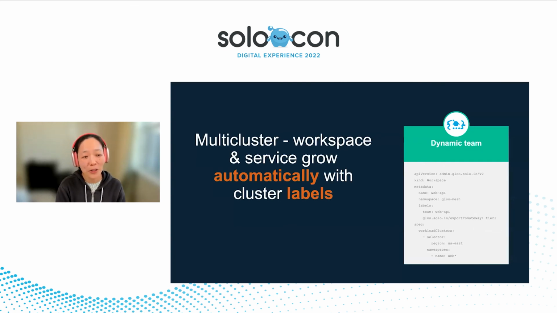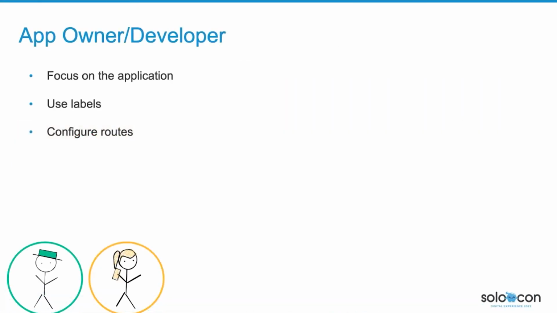In terms of multi-cluster, as your services grow into multiple clusters, your workspace may grow because we talked about dynamic teams earlier. As you take your web or your recommendation services to multiple clusters, your service is going to grow automatically as it is deployed to multiple clusters through concepts such as the virtual destination we talked about, and the policy enforcement will also continue to apply as you grow your services to multi-clusters.